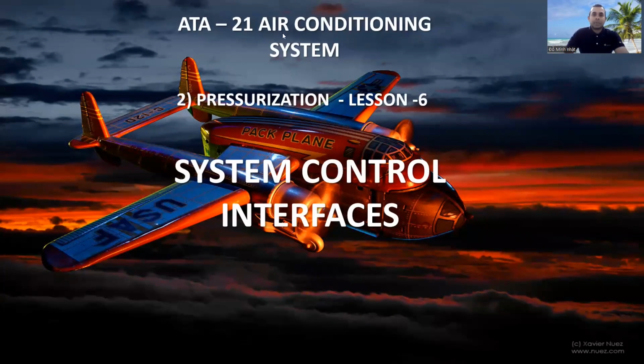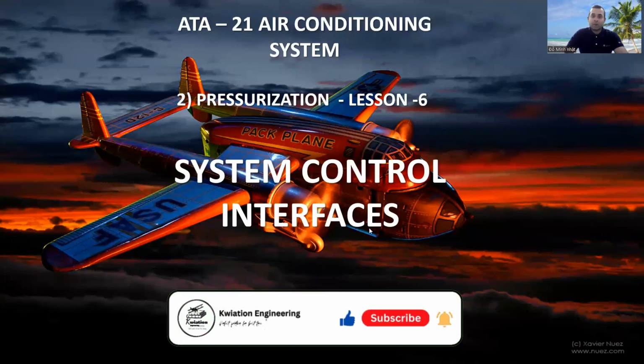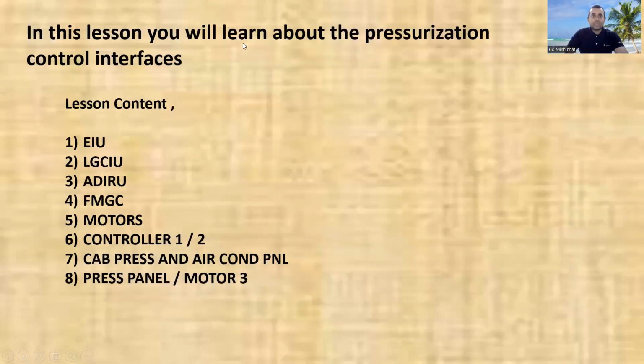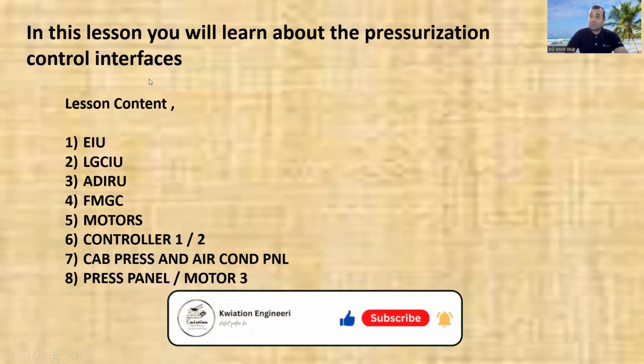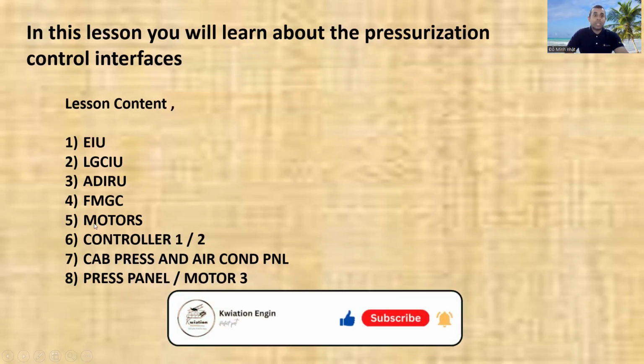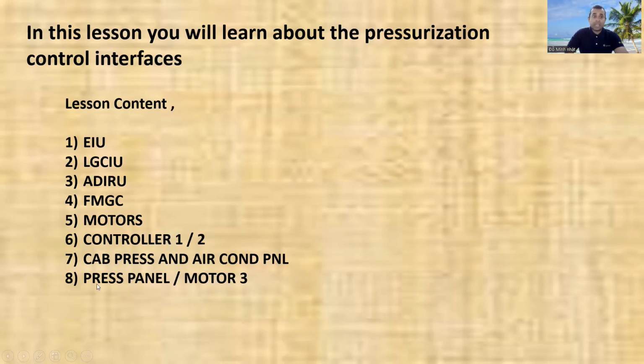So today's lesson is ATA chapter 21 air conditioning system, pressurization, lesson number 6, system control interfaces. In this lesson you will learn about the pressurization control interfaces. The lesson contents are EIU engine interface unit, LGCIU landing gear control interface unit, ADIRU air data inertial reference unit, FMGC flight management guidance computer, motors, controller 1 and 2, and cabin pressure and air conditioning panel, and motor number 3.